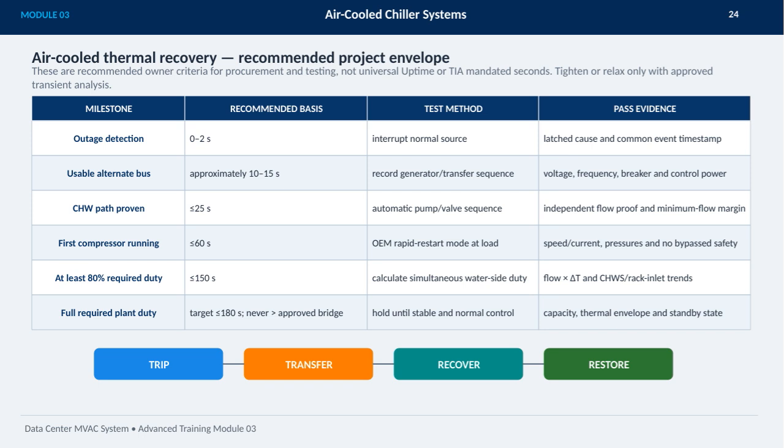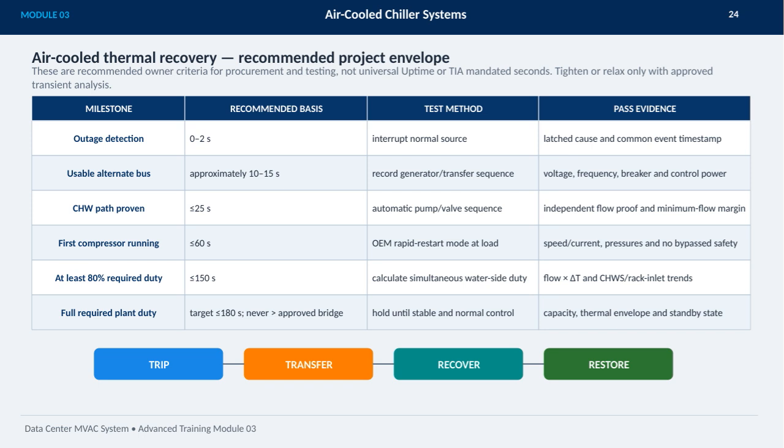Starting with outage detection, the system should interrupt the normal power source within 0 to 2 seconds, capturing the cause and event timestamp. Then, a usable alternate power source should be established in roughly 10 to 15 seconds by recording the generator or transfer sequence and monitoring voltage and control power.